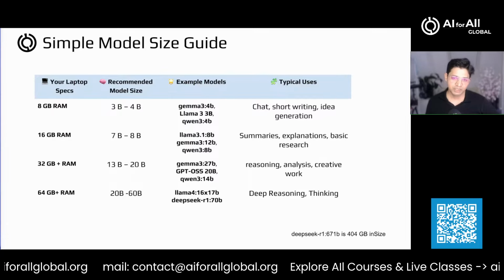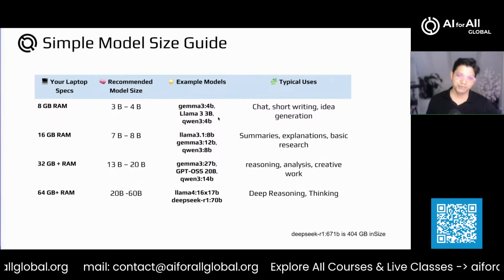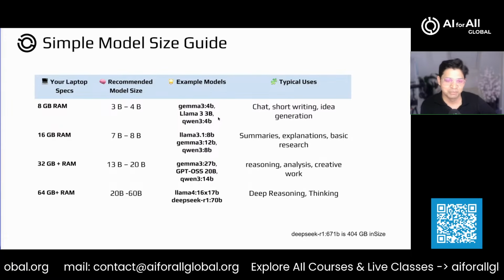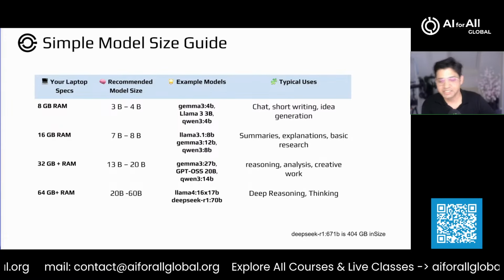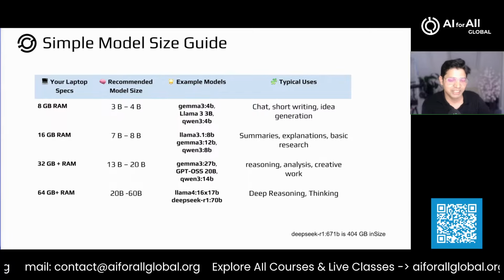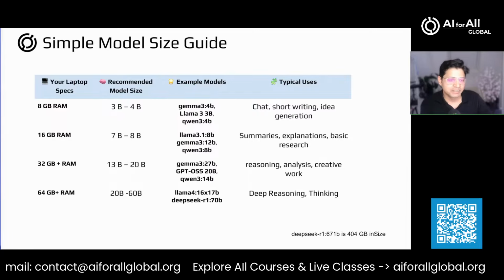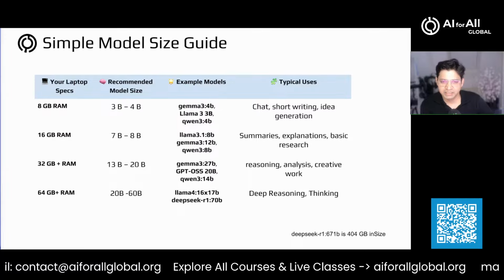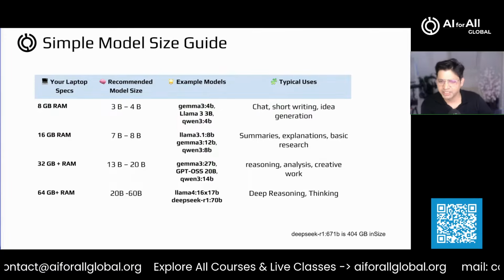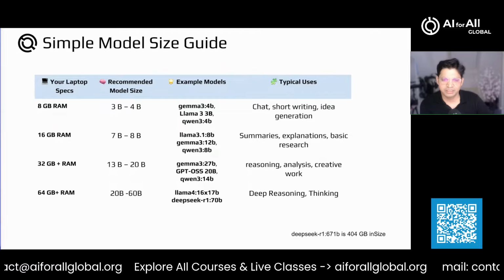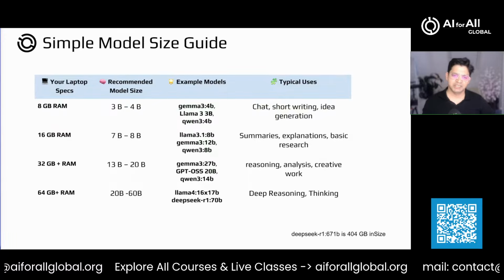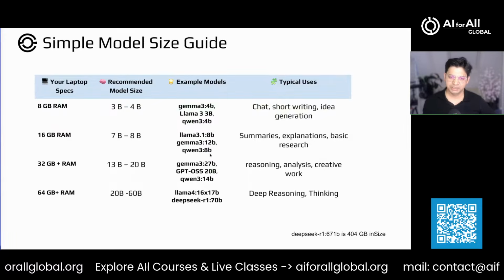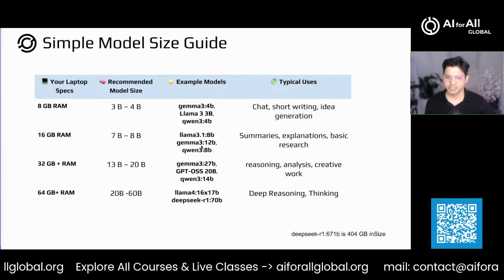And don't take me wrong, it does not mean they are poor. They are really good for many use cases, and we'll see some demos later on. Similarly, on 16 GB RAM, you can go for 7 billion to 8 billion size models. So Llama 3, Gemma 3 12 billion, Qwen 3 8 billion. These models are very nice.